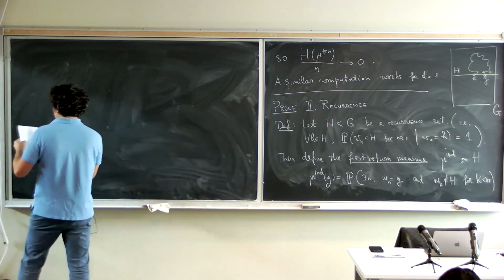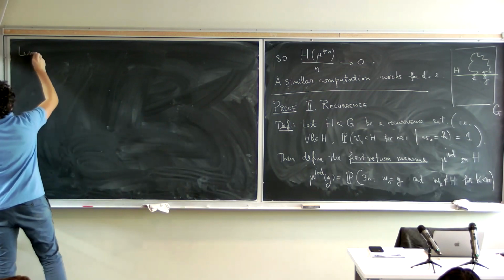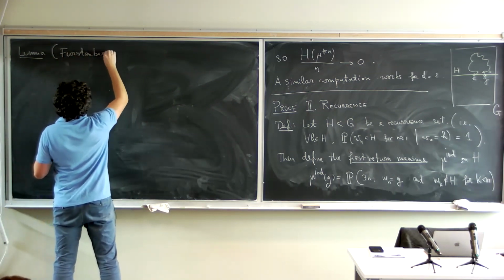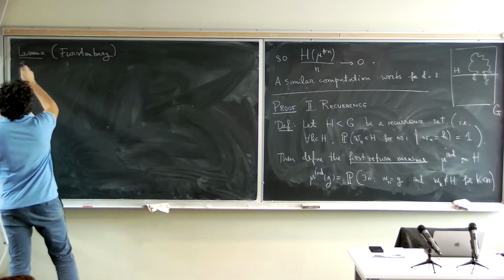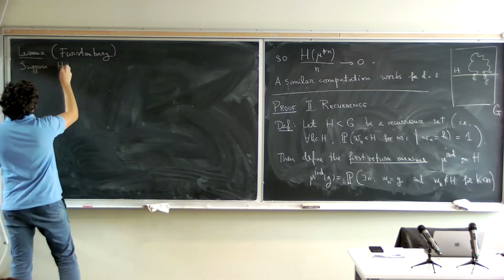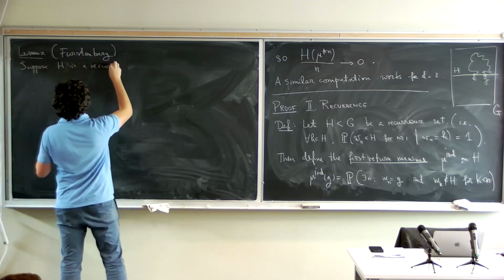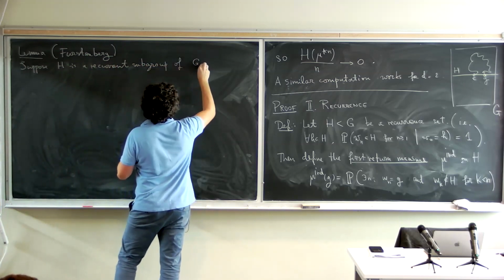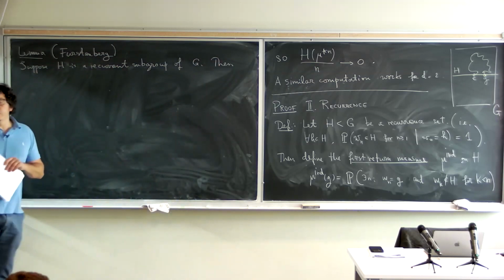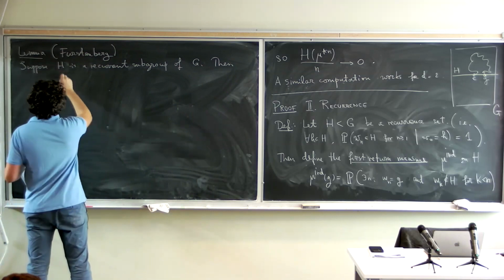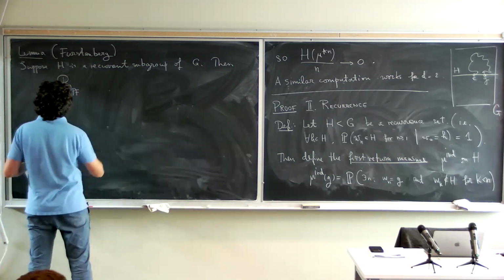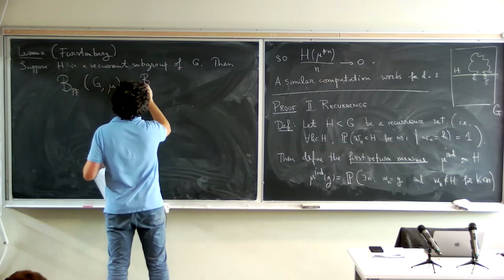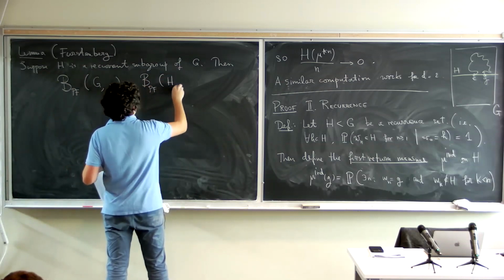And if that's the case, the lemma due to Furstenberg is the following: suppose H is a recurrent subgroup of G. Then the Poisson boundary is the same. So the Poisson Furstenberg boundary of G with mu is the same as the Poisson Furstenberg boundary of H with the induced measure.